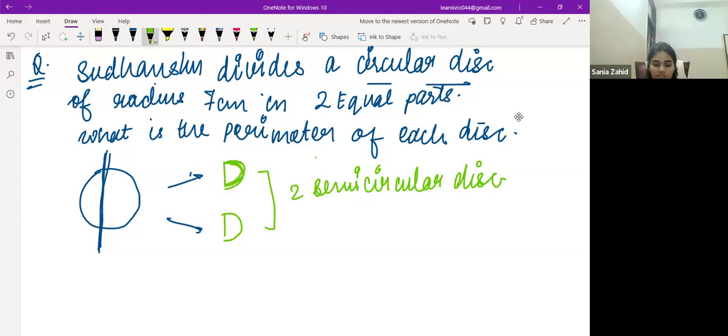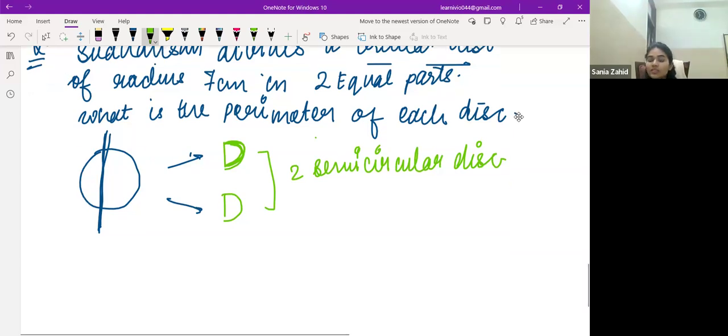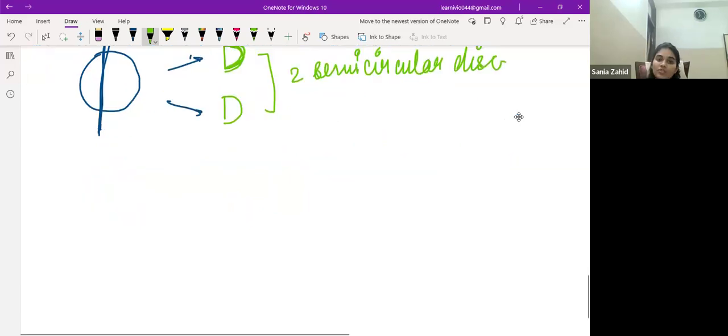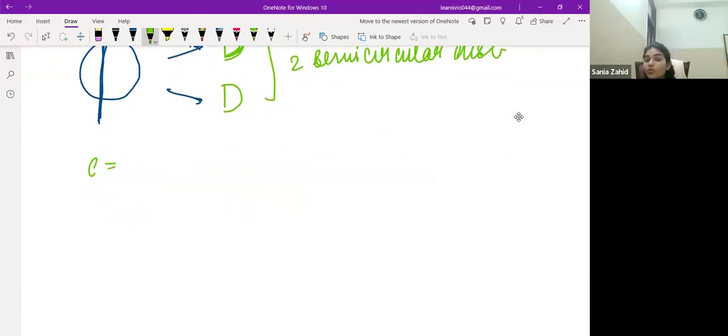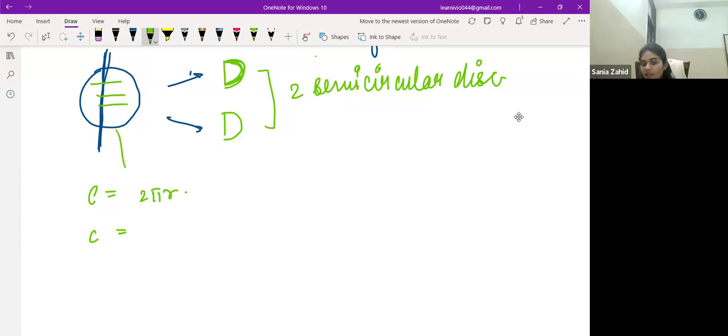So that means perimeter of a half disc is equal to what? What is the circumference of a full disc? 2 pi r. So what is the circumference of a half disc? You will divide it with half. If for a full disc the formula is 2 pi r, what is the formula for a half disc? 2 pi r divided by 2 because it is being divided by 2. So the formula is pi r.